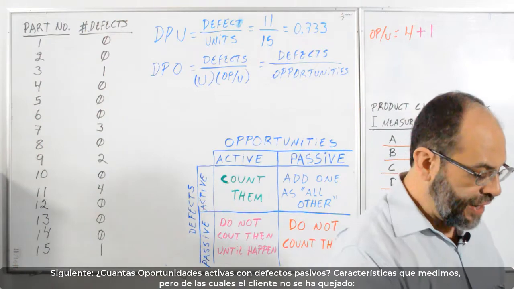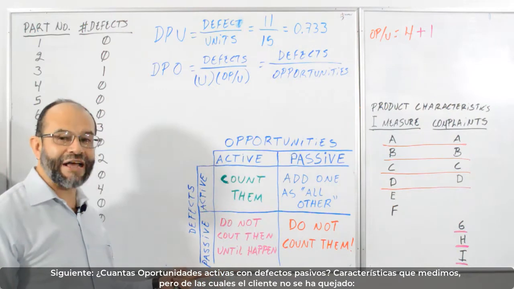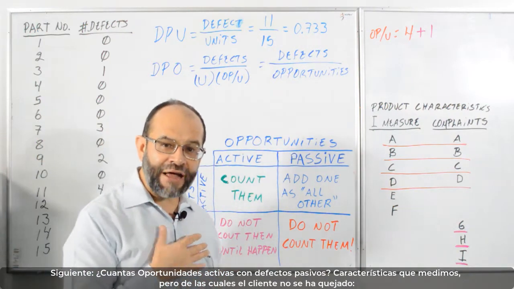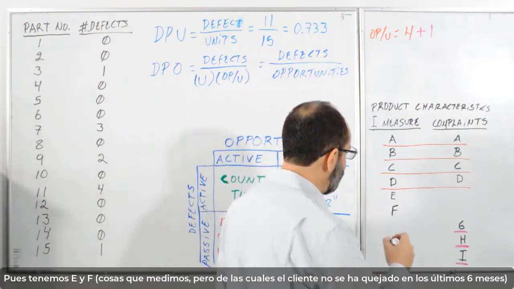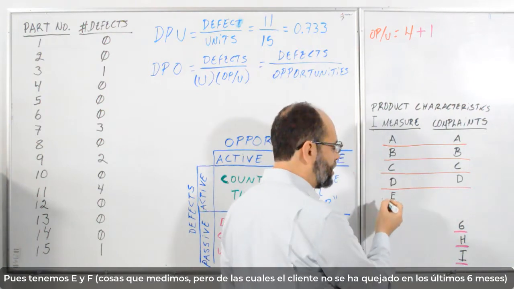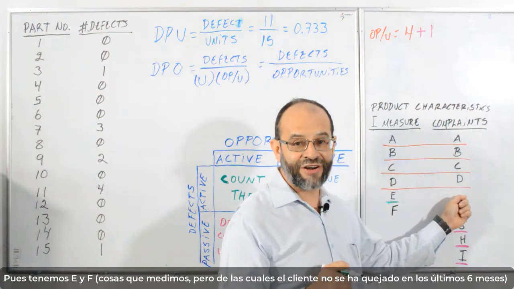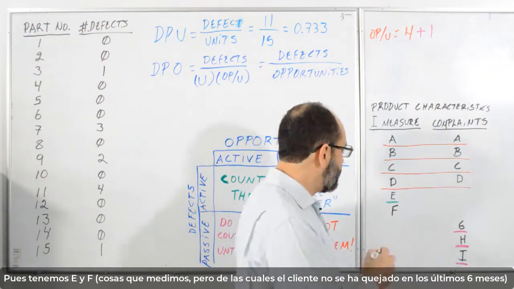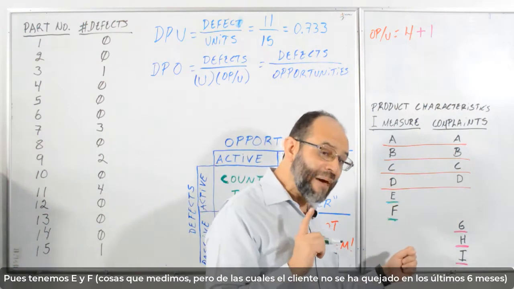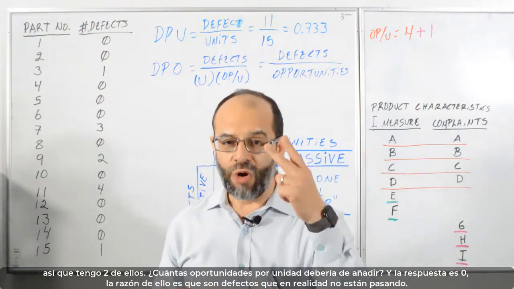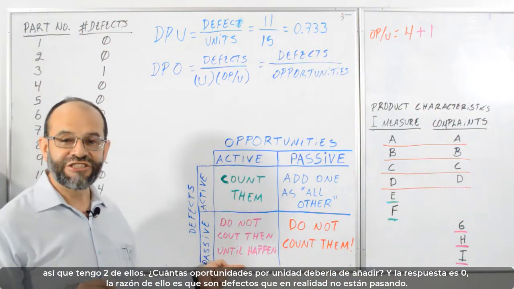Well, the next one will be how many active opportunities with passive defects. Things that we are measuring, but the customer has not complained about those. Well, we are having E, a characteristic that I measure, but I haven't had any customer complaint regarding that characteristic during the last 6 months. And also I'm having F, which is a defect that I am measuring, but is not happening. So I'm having 2 of them. How many opportunities per unit should I add? And the answer is 0.